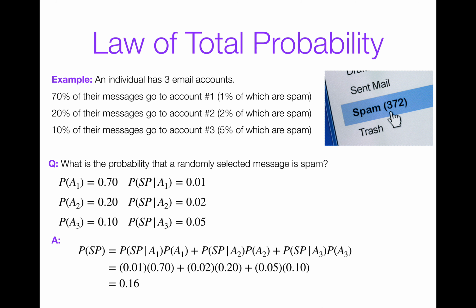So then I can just put that all together in the law of total probability. The probability of being spam is 0.01 times 0.7 plus 0.02 times 0.2 plus 0.05 times 0.1, or about 16%. So the probability that a randomly selected message is spam is 16%. And the whole point of this law of total probability is that you're accounting for all the possible scenarios, right? We know that messages can be spam in account 1, they can be spam in account 2, and they can be spam in account 3. So we broke our total probability into those 3 pieces.